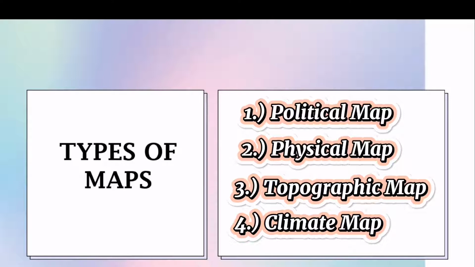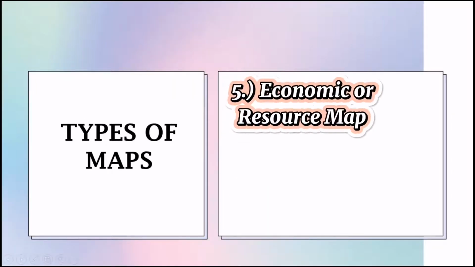Number 5 is economic or resource map. Economic resource maps show the different resources present in the area or economic activity prevalent. These show the kind of crops that are grown and minerals found in that place.